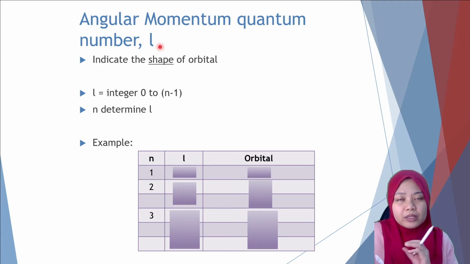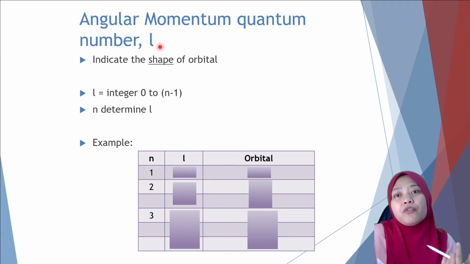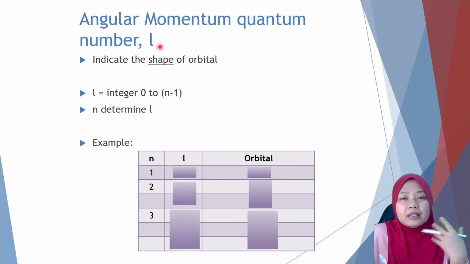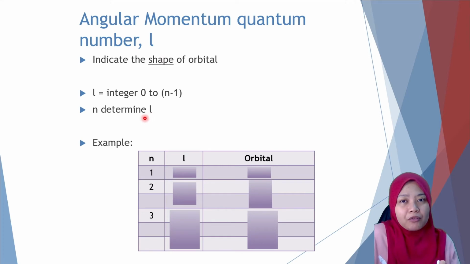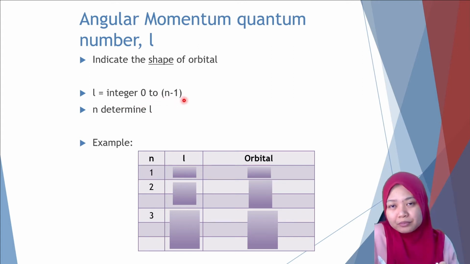This quantum number represents the shape of the orbital. Orbitals actually have many shapes, and we can represent this shape using the angular momentum quantum number. You will get the number of l from the value of n. So from n, you will get the value of l. l is an integer starting from 0 until n minus 1. That is why I mentioned earlier that to get the value of l, you can refer to the value of n.